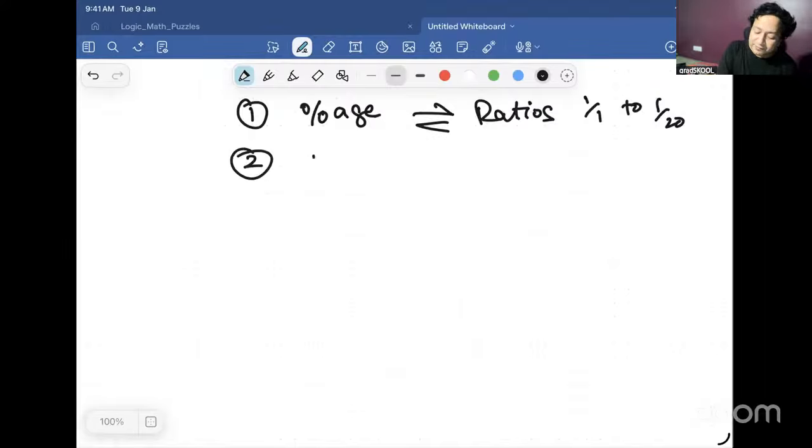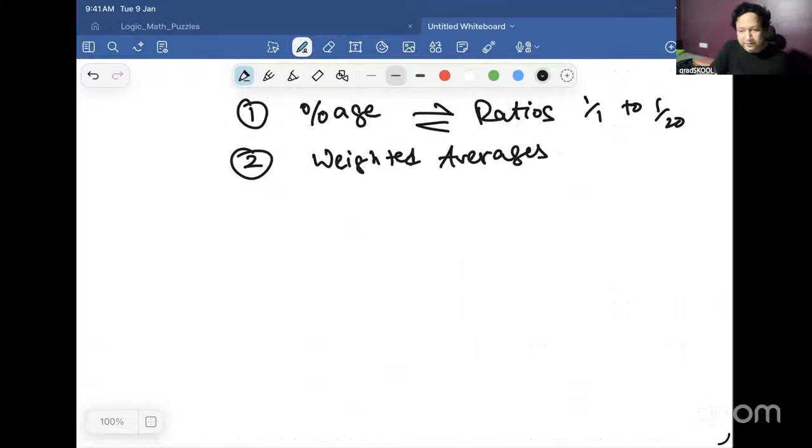Second tool will be weighted averages. So you know what average is and weighted average. We'll be discussing that. The second tool. Third will be the approximations.